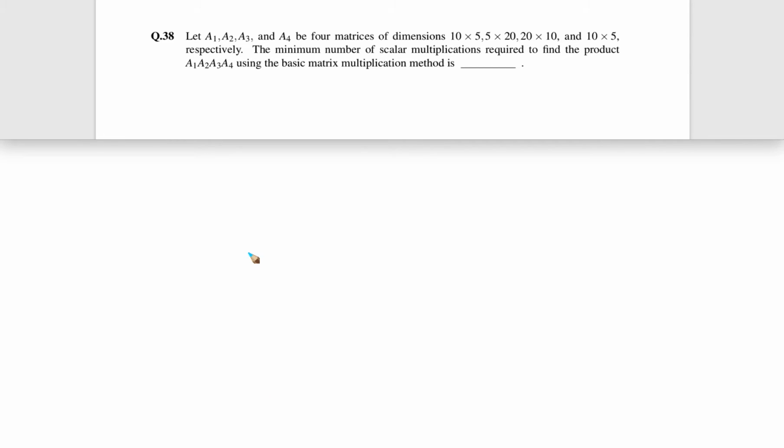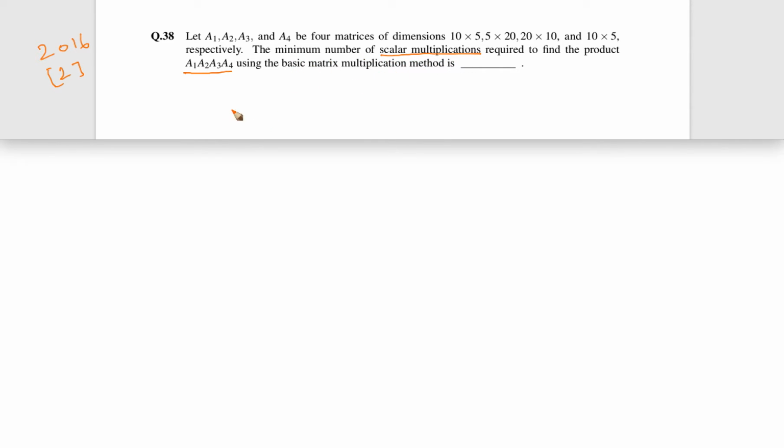Let's see this question. This question came in GATE 2016 for 2 marks. The question is, let A1, A2, A3, A4 be 4 matrices of the given dimensions. The minimum number of scalar multiplications required to find the product A1, A2, A3, A4 using basic matrix multiplication method is what? So we have to find the product A1 into A2 into A3 into A4, using basic matrix multiplication method, and we have to find the minimum number of scalar multiplications.